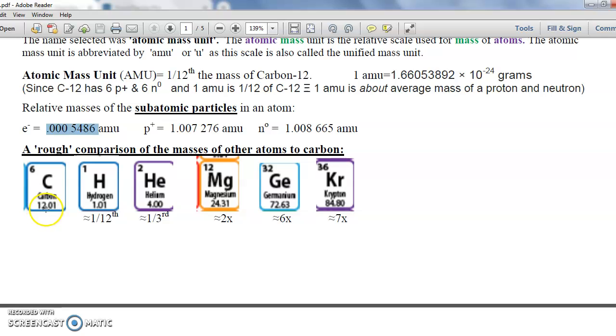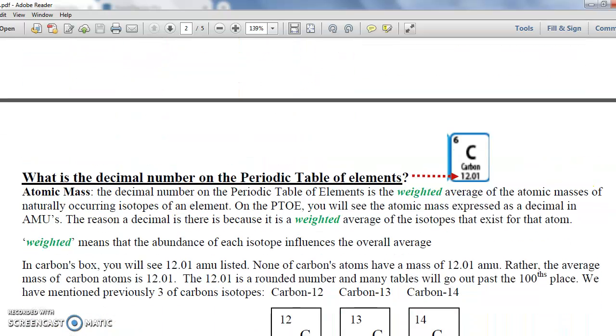Carbon's atom is 12.01. That's the average mass of the carbon atoms. Germanium's 72.6, 6 times larger. Krypton, 7 times larger. 12 times 7 is around 84. So this is just a comparison. We're comparing everything to the mass of carbon.